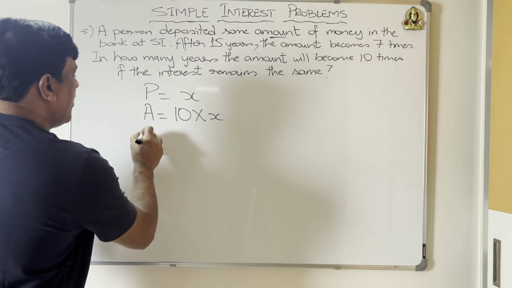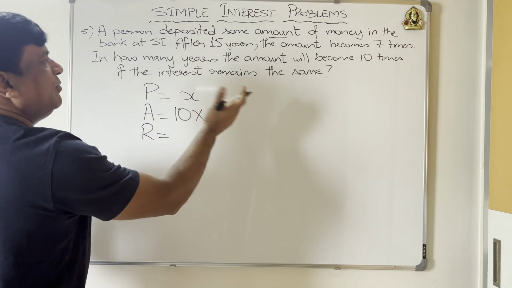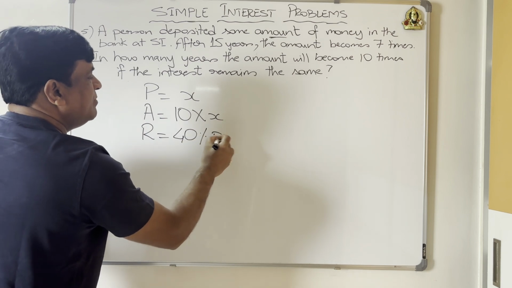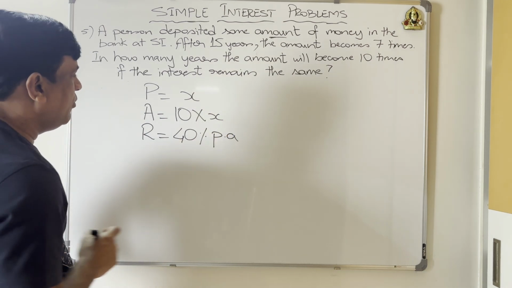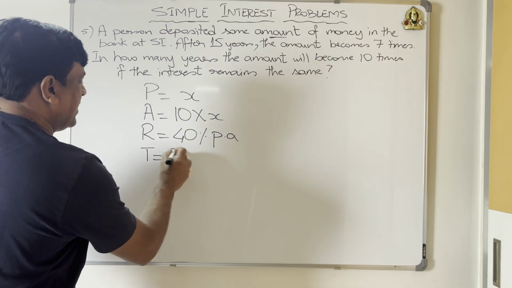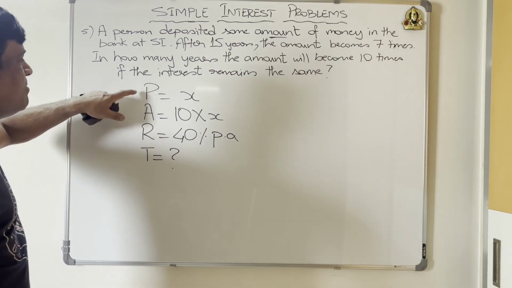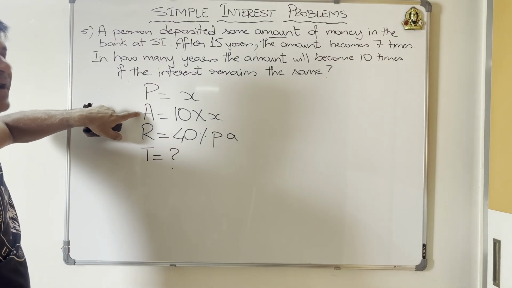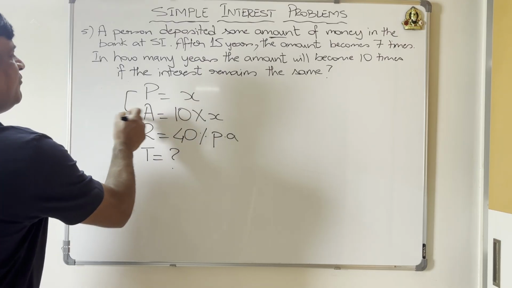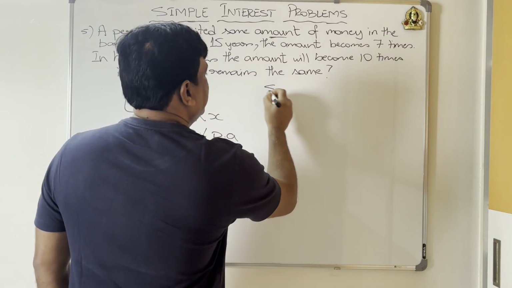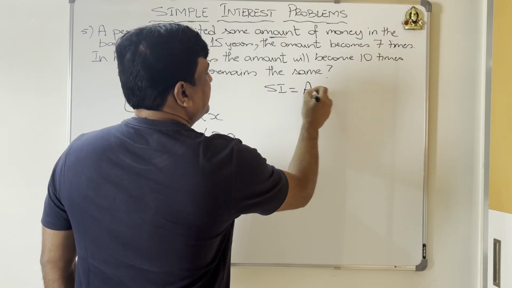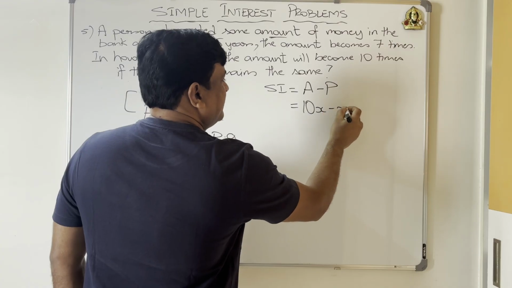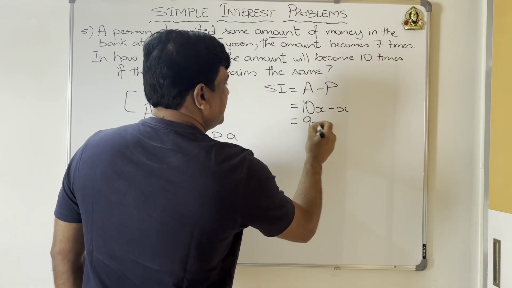And you found out the rate from the previous part, right? You found out it is 40% per annum. That's the rate you found out, okay? And they're asking you to calculate the time. In how much time will my principal, whatever I have deposited in the bank, become 10 times? So with this information, what can I calculate? I can calculate the simple interest. Simple interest is A minus P, which is equal to 10 times x minus x, which is 9x, right?